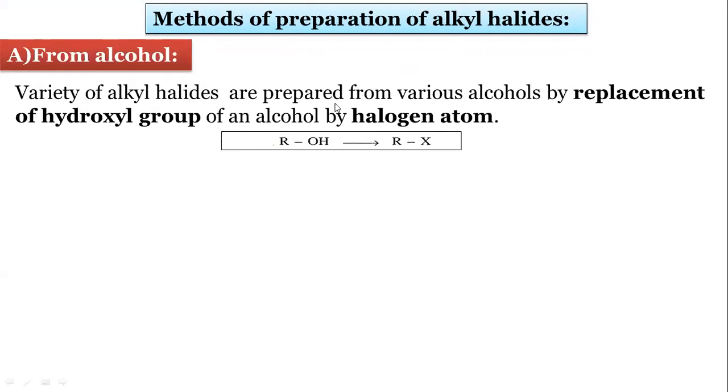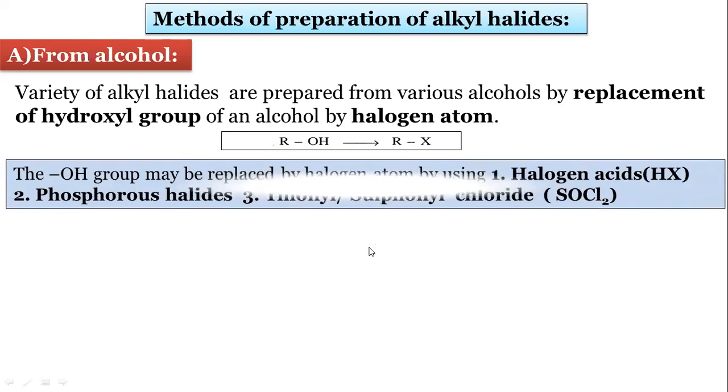A variety of alkyl halides are prepared from the various alcohols by the replacement of hydroxyl. This OH is replaced with this X group. We will get these alcohols converted into alkyl halides. So the OH group may be replaced by the halogen atom by using these. There are 3 types. First one is halogen acids, HX.